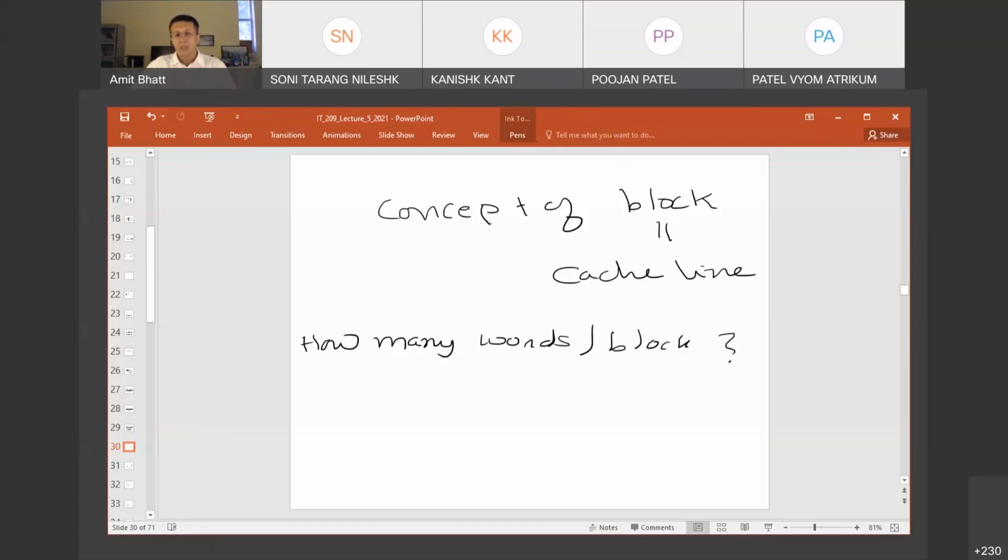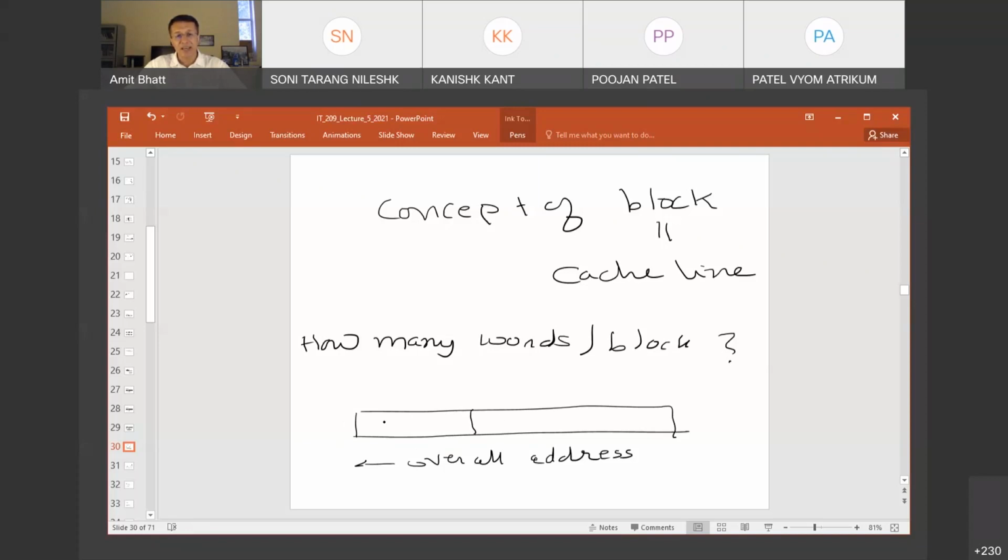Okay, and then we will also see that my overall address will now have 3 parts. This is my overall address. This would be my tag. I mean, the sections are random. This is tag. This is index. And this is known as block offset.